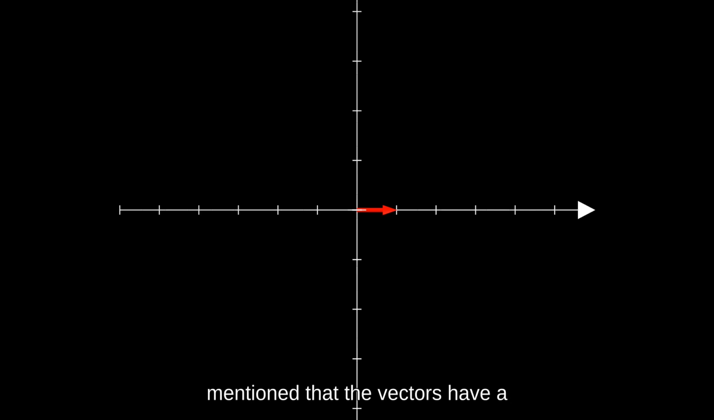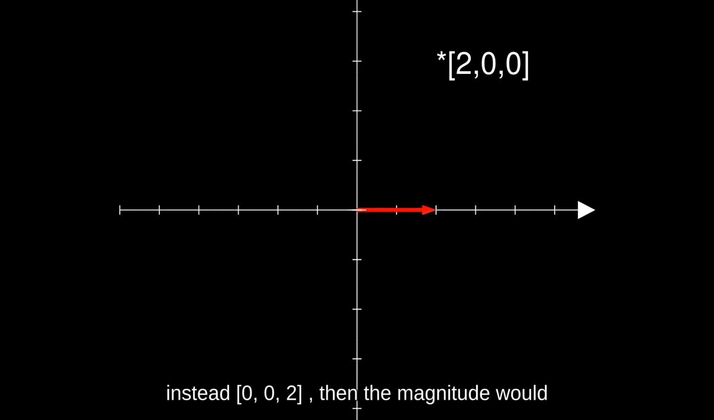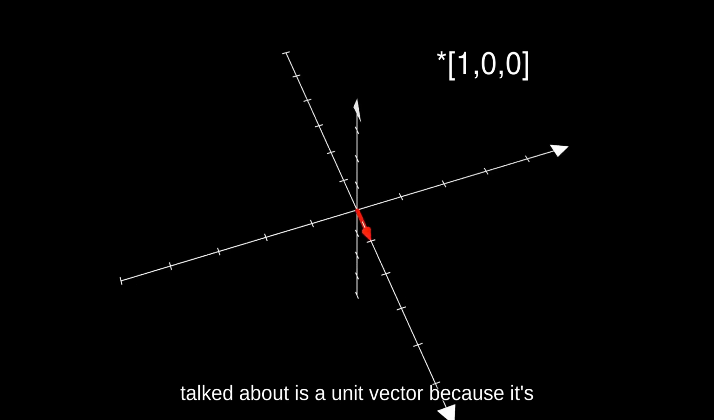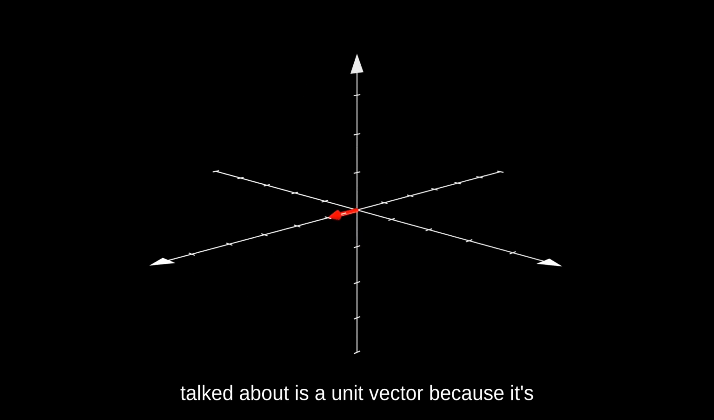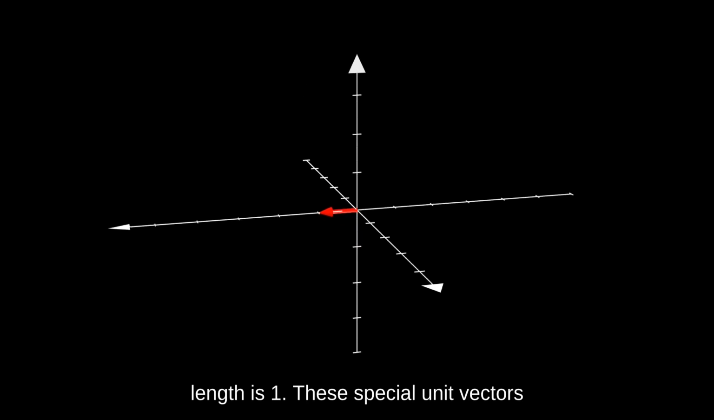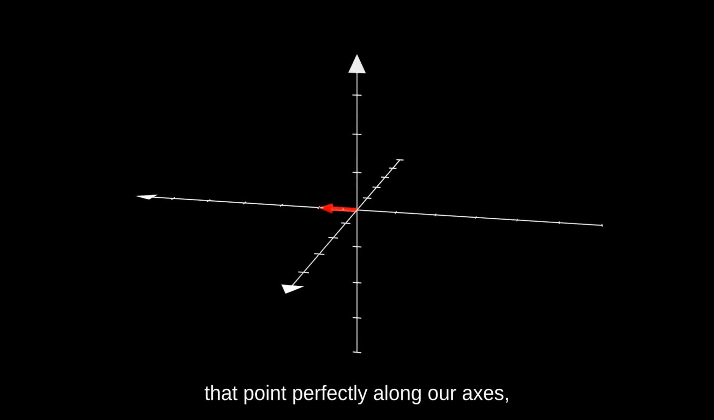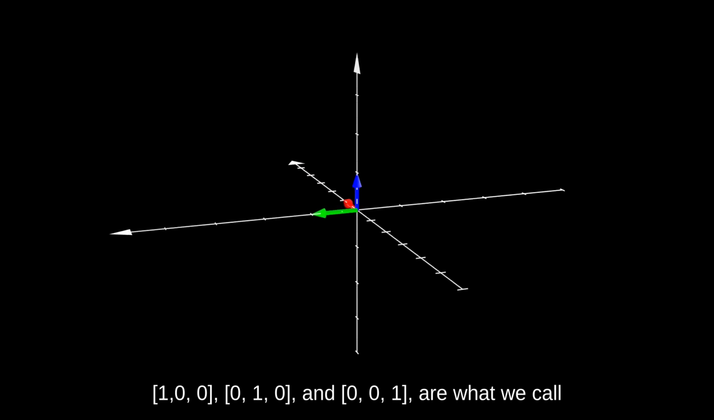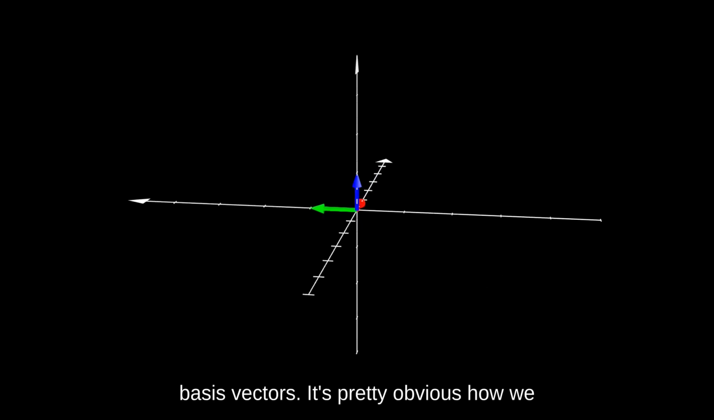I mentioned that vectors have a magnitude. That's the same thing as saying that a vector has a length. In this case, the vector's length is 1. If the vector was instead 0, 0, 2, then the magnitude would be 2 instead. The 1, 0, 0 vector we first talked about is a unit vector because its length is 1. These special unit vectors that point perfectly along our axes, 1, 0, 0, 0, 1, 0, and 0, 0, 1, are what we call basis vectors.